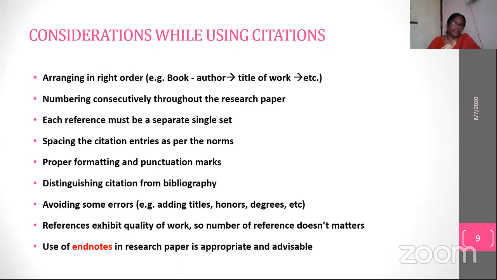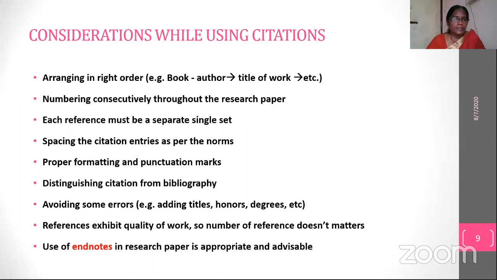By considering these things, we have to refer to that which is useful. The use of endnotes in a research paper is appropriate and advisable. We are speaking about consideration. This is correct. This must be done. Spacing should be there. Proper punctuation must be there.